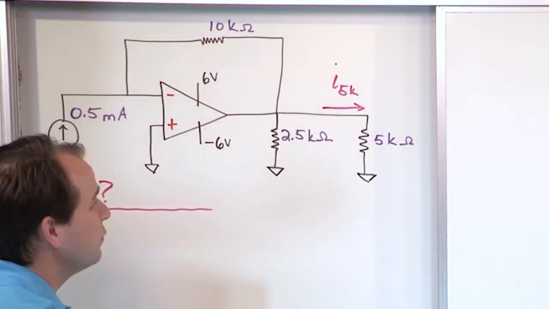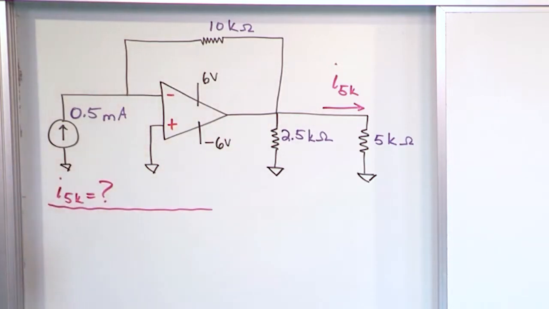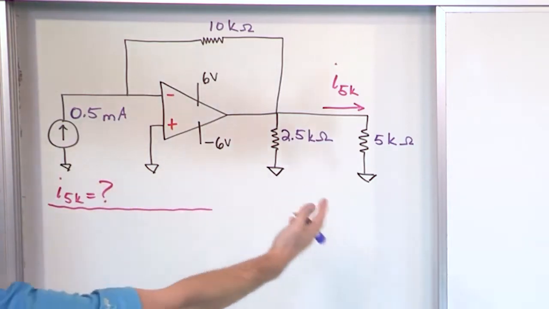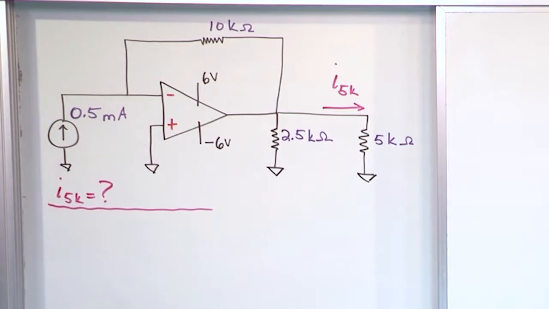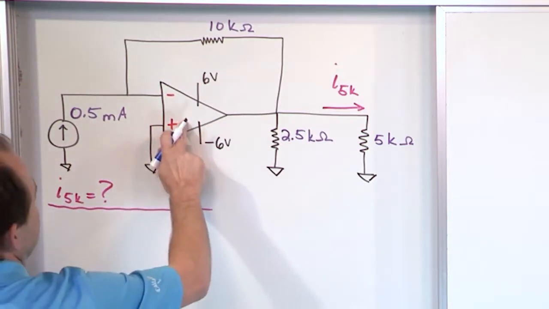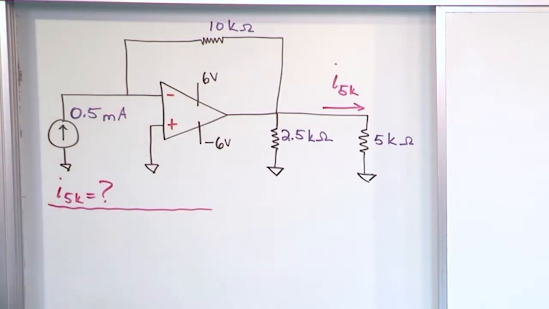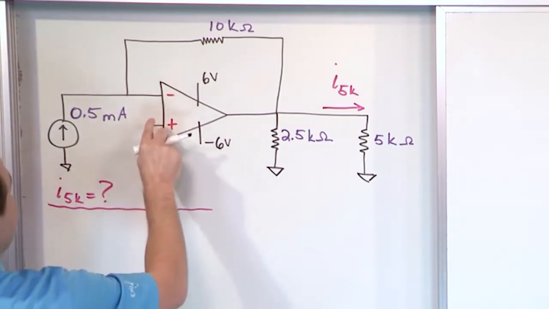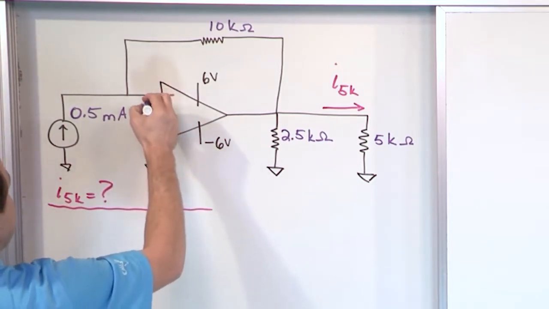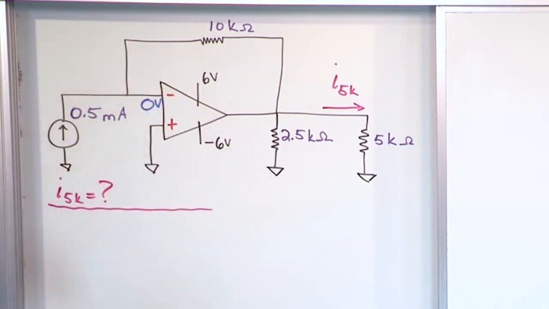You're free to label anything you want and use the variables that you put in the drawing as you see fit. The first thing is to notice that this non-inverting terminal is grounded, like it usually is, which means it's at 0 volts. Because of the virtual short condition, we know that it's 0 volts up here at the inverting terminal, so we label that.